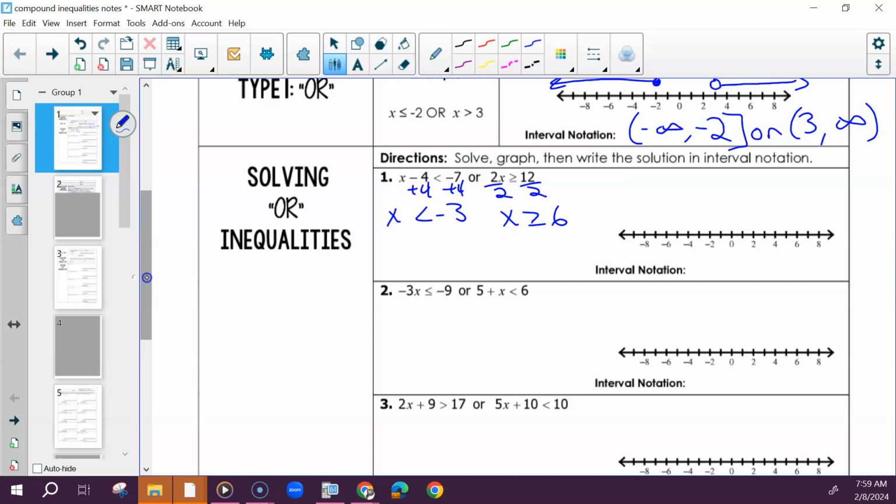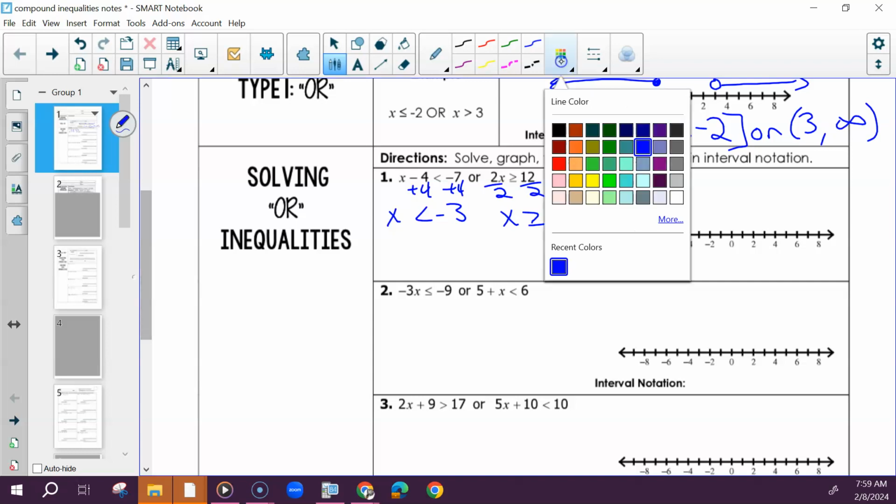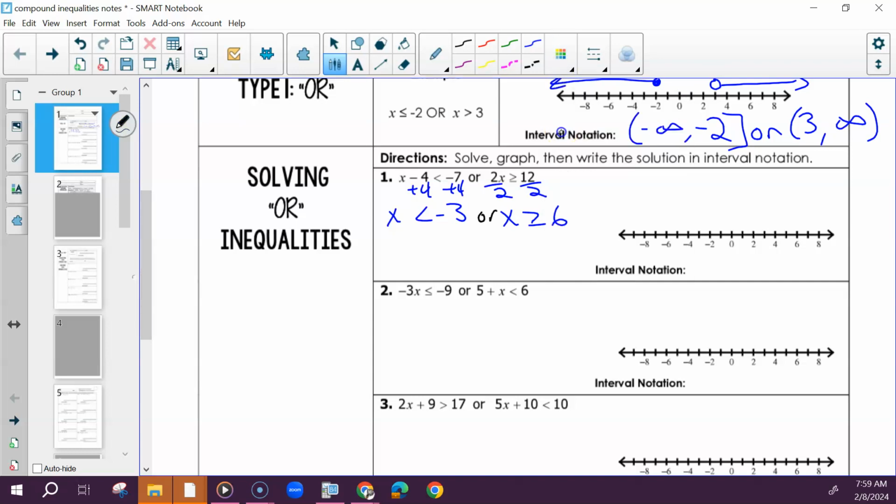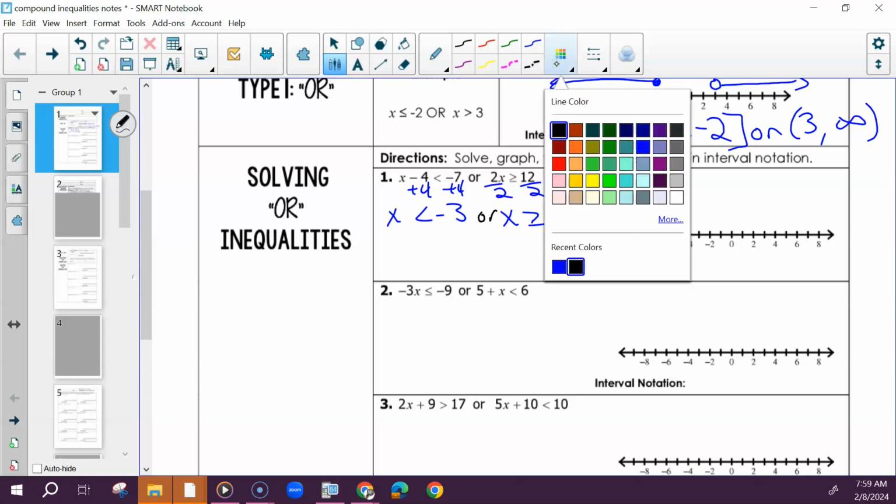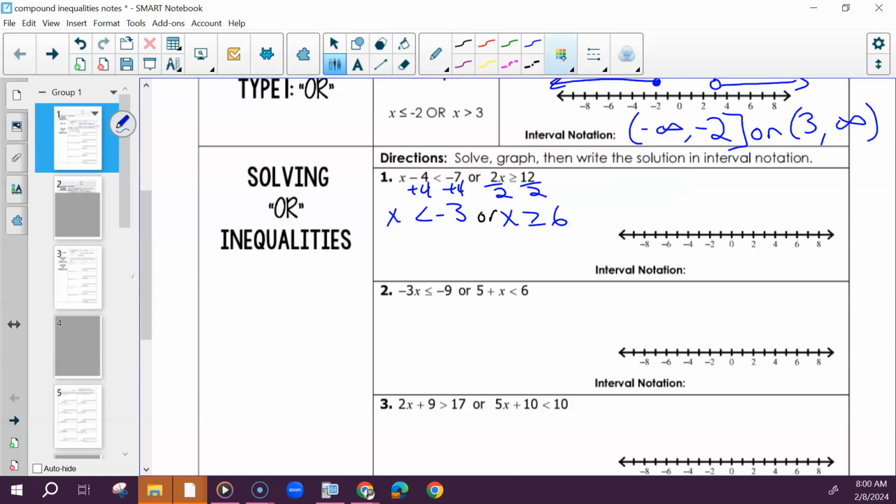Once you have both of your inequalities, put the word or in between them. Even if one piece is over here and one piece is over here, still write the word or, draw arrows in between them. That word has to be in between. Then draw both of those. You'll have one that's open going to the left, one that's closed at 6 going to the right.